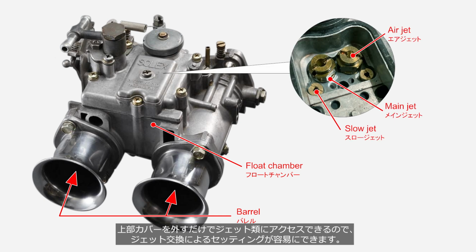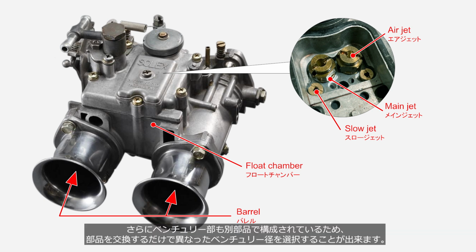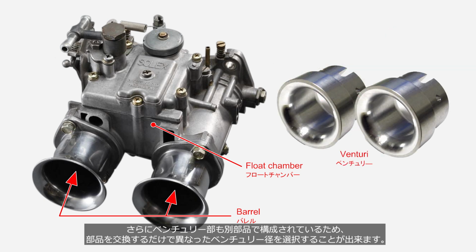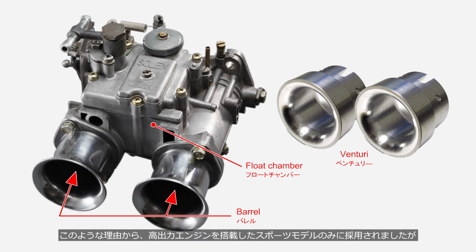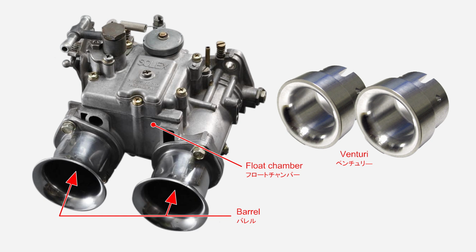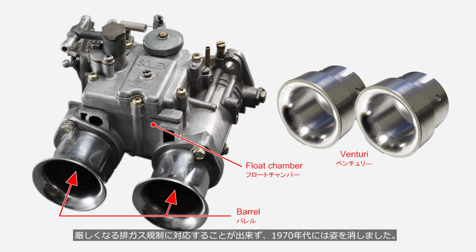By simply removing the top cover, you can easily access the jets, making it convenient to adjust the air-fuel mixture settings by changing them. Furthermore, the venturi section is made up of separate components, allowing you to choose a different venturi diameter simply by replacing the parts. For this reason, they were only used in sports models equipped with high-output engines. However, they could not meet the increasingly strict emissions regulations, and disappeared by the 1970s.